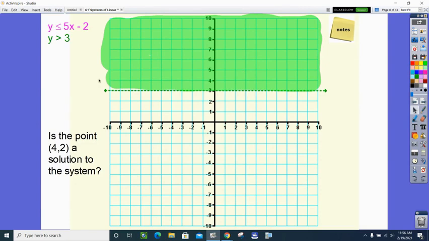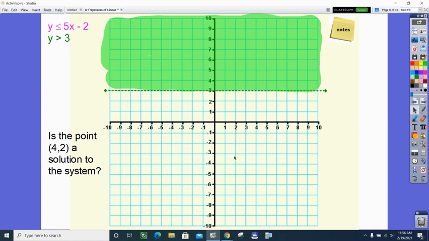Okay, so if you'll notice, I did the bottom one first because it's a special case. It's a horizontal line through the y-intercept of 3. Every line y equals 3 is a horizontal line, and it's dotted because this one doesn't have the equals component, and it's everything bigger. So if you were to put in (0, 0), is 0 greater than 3? No, so you do not shade down here.